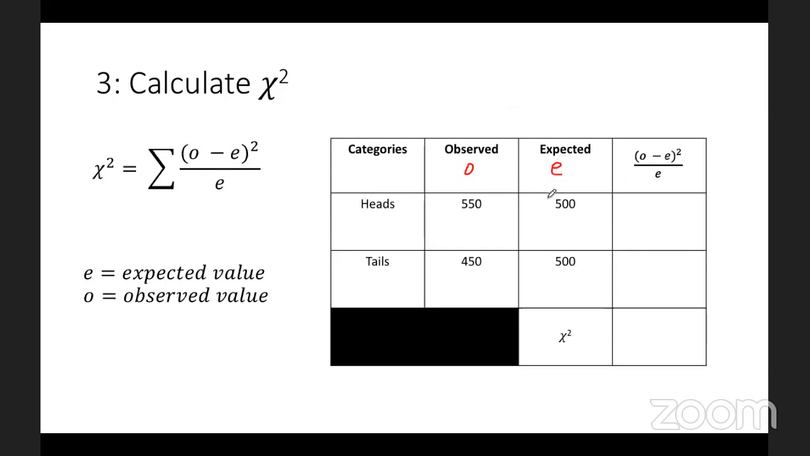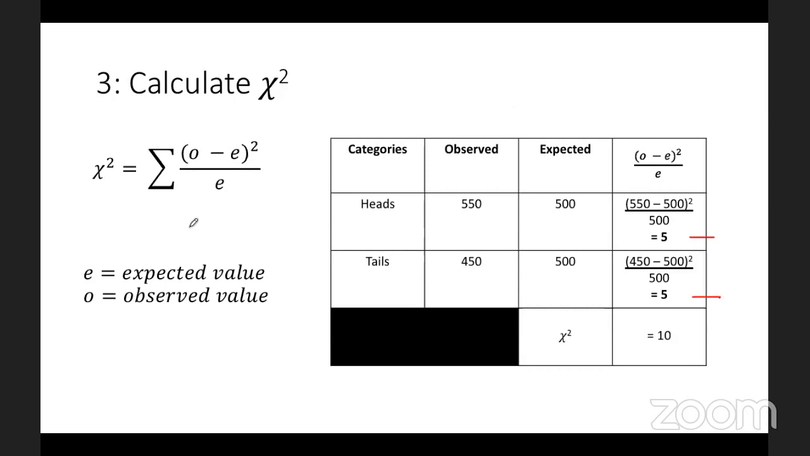Our last little step is to use the values for each of the categories and plug them into this equation, right? So we're going to apply this equation to heads, and we're going to apply this equation to tails. And when we do that, we end up with the following. Our observed value for heads was 550, so we plug it in here. Our expected value was 500. We do the same thing for tails. And then we end up with 5 for heads and 5 for tails.